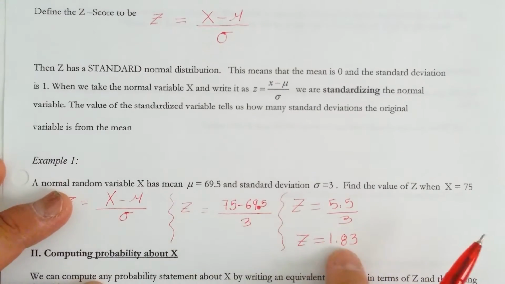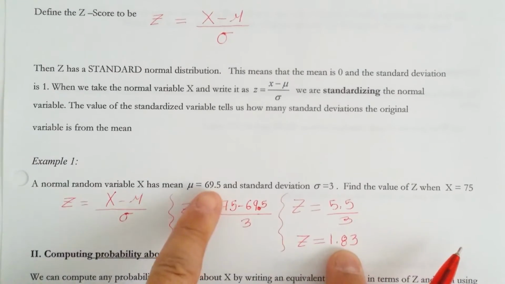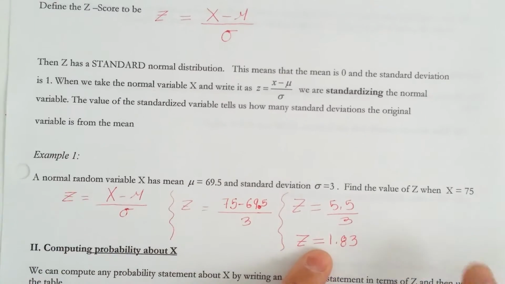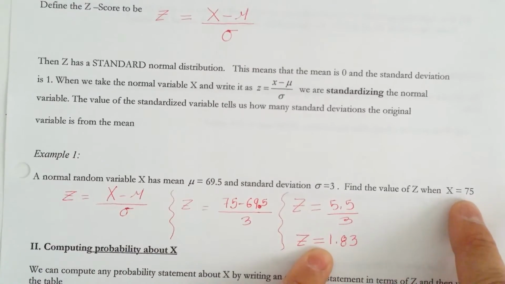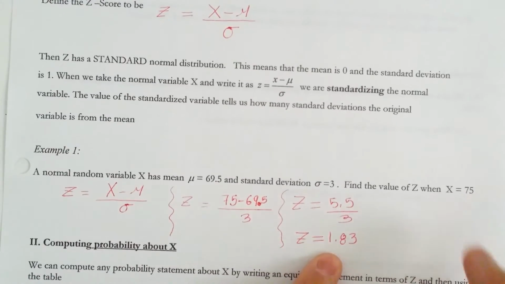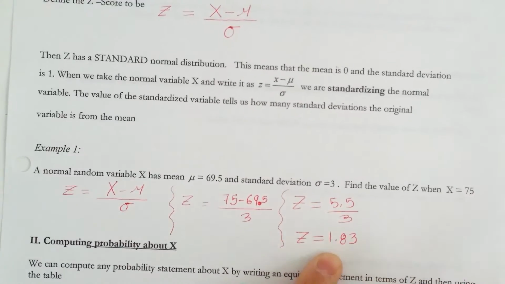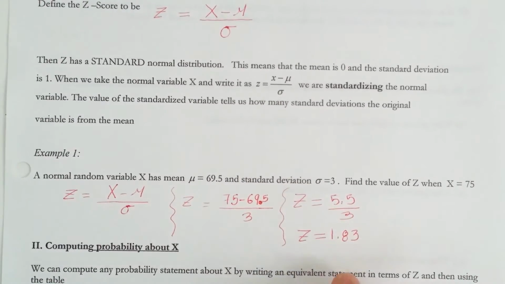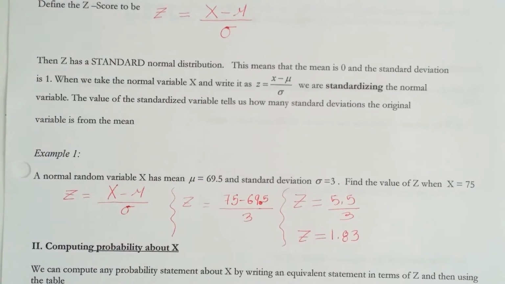What does that mean? Well, if the average height is 69.5, and someone else has a height of 75 inches, then that person is 1.83 standard deviations away from the mean. All right. Awesome.